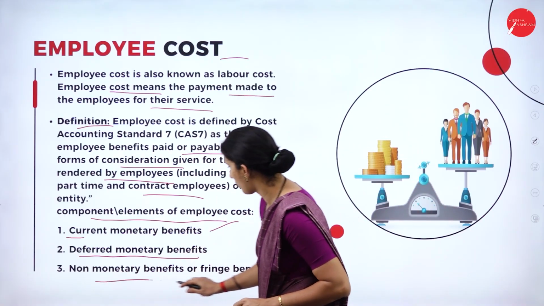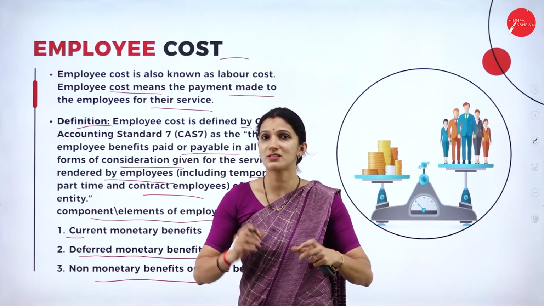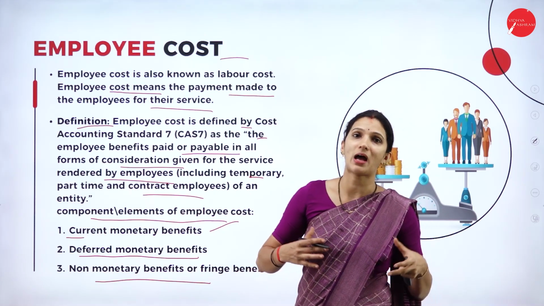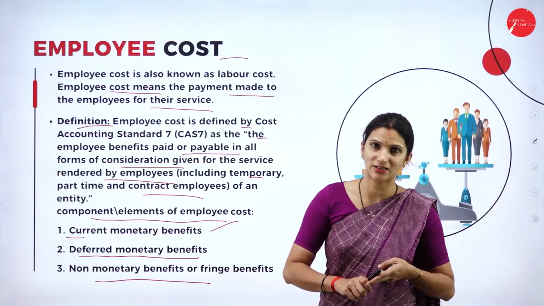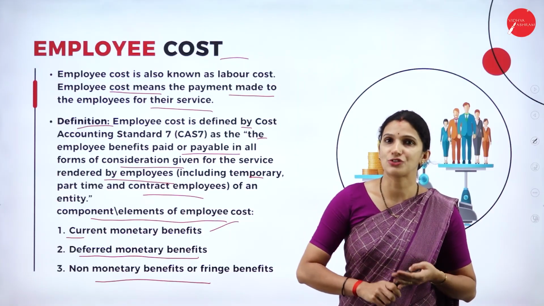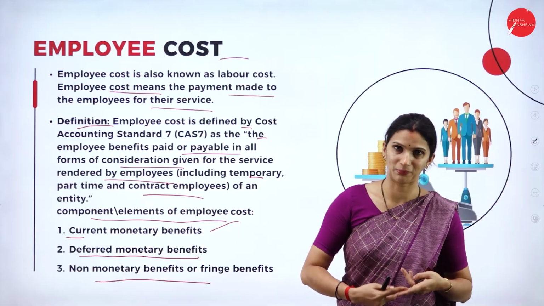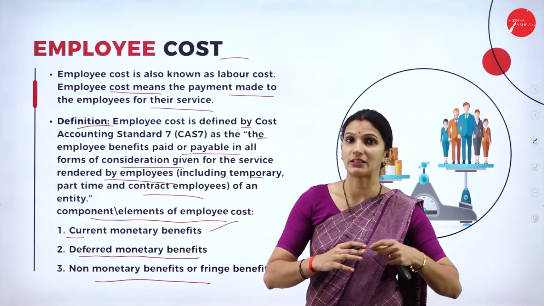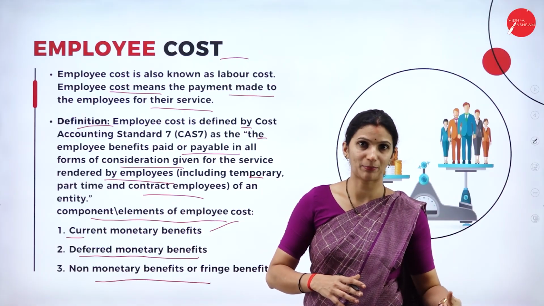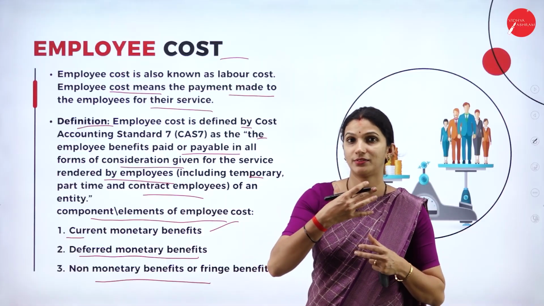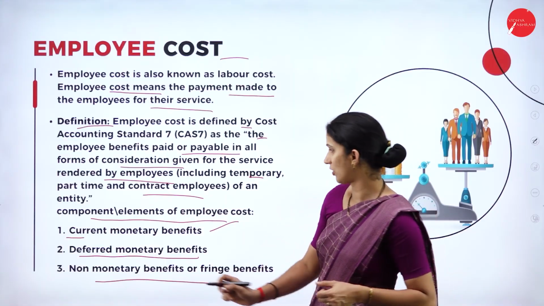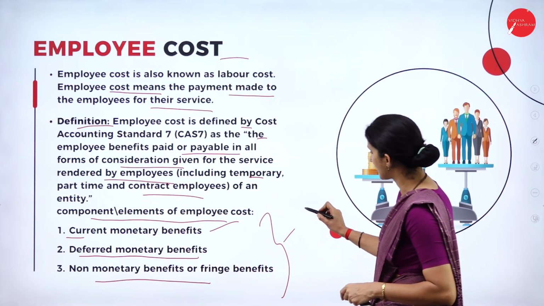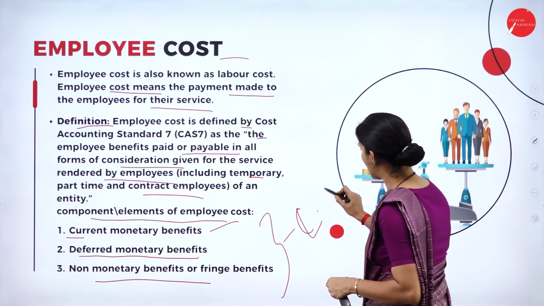And then we have non-monetary benefits or fringe benefits. That means apart from these, employees in any organization sometimes get other facilities like medical facilities, and sometimes medical insurance for the employees and also their family members. They will give leave holidays, or paid holiday benefits. They will give educational benefits for the employees' children, and sometimes canteen facilities also. All that we call the non-monetary benefits or fringe benefits. All these three we call the total employee cost or the labor cost.